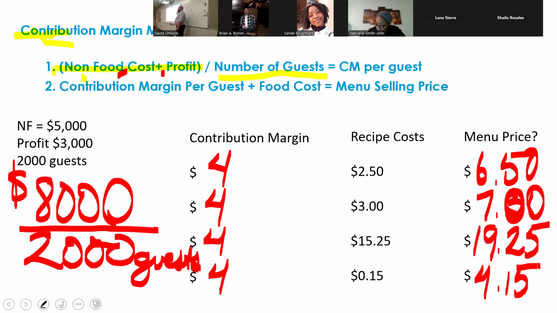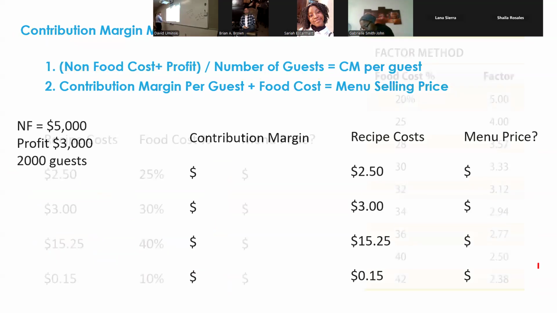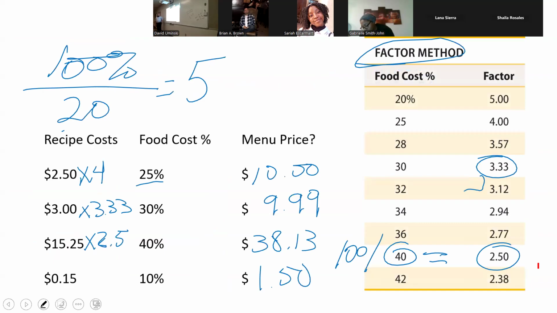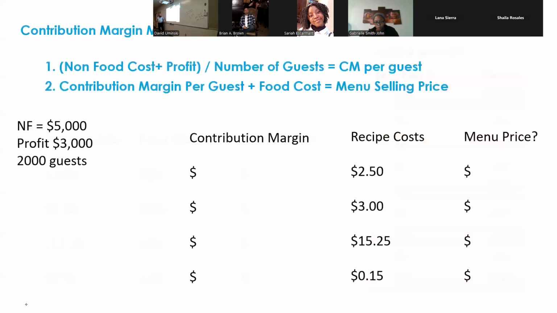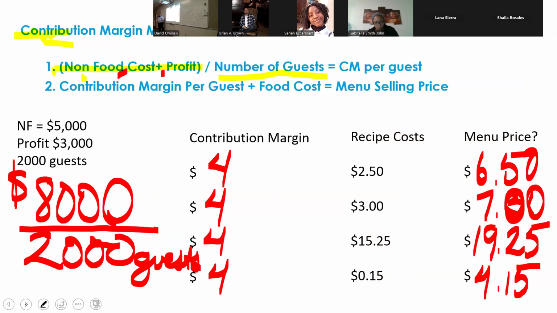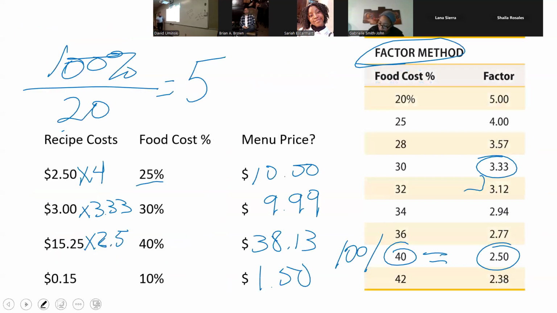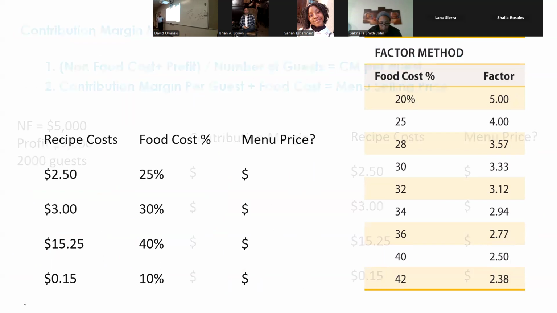So you can use the first example if you want. 4 plus 250 is 650. So taking a look at this, look at our factor method and look at our contribution margin method. Look at the final pricing. Which two items, item 1, 2, 3, or 4, have the most drastic difference in the pricing?